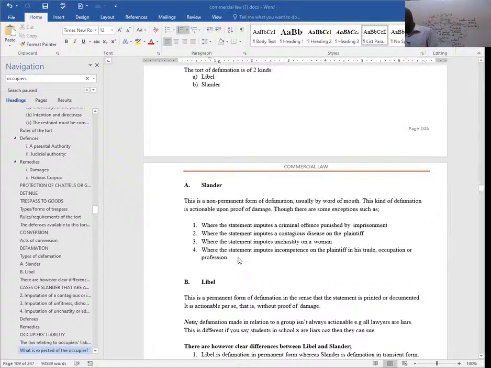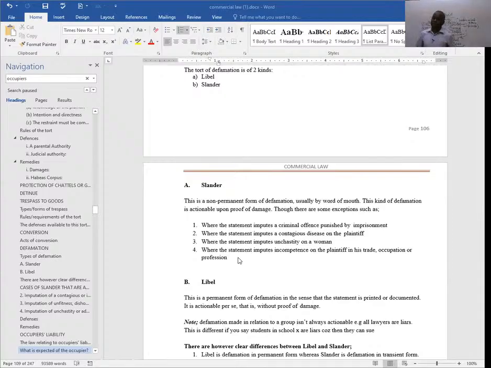Then libel. This is a permanent form of defamation in the sense that the statement is printed or documented. It is actionable the way it appears. There's no need to prove there are damages. What they mean by per se is just actionable the way it appears. So there's no need to prove there's damage here. But under slander, you have to prove there was damage caused to the plaintiff before the action can be heard or be brought before the court of law.